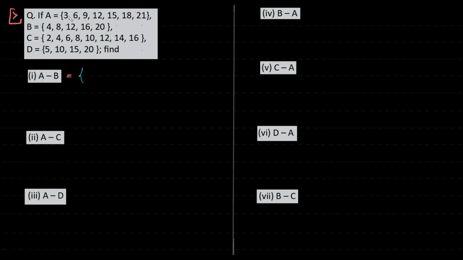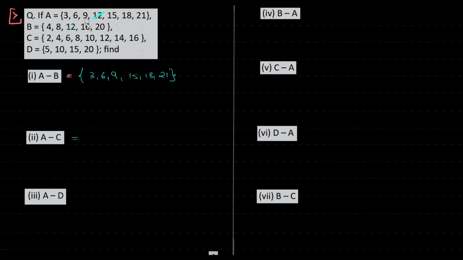Right? So we are looking at 3 is there. 6 is there. Matlab, 6 is exclusively in A. 9 is exclusively in A. 12 is the common element. Then 15, 18 and okay. Right? So this would be your set of elements. Agree? So this was not that fast.